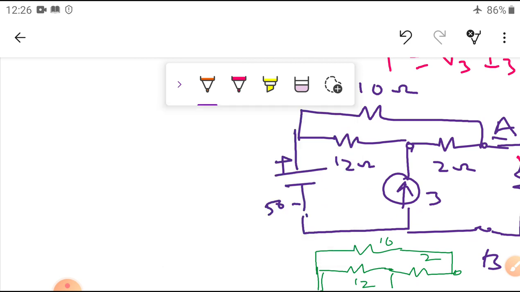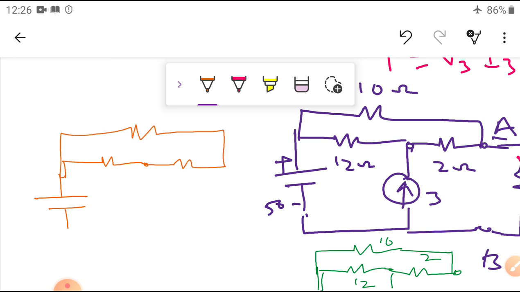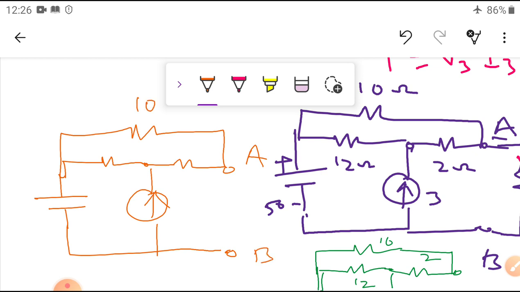Now here, this is the voltage source and the connected resistance, and here connected resistance, here connected resistance. Okay, now here the current source is connected. Now this is connected here. So this is A, this is B. Okay, now 10 ohms, 12 ohms and 2 ohms. This is equal to 50 volts, with plus and minus. 3 amperes, the current source is 3 amperes.